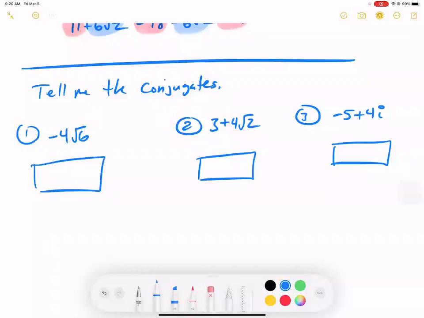All right, so hopefully you wrote that the conjugate of negative 4 square root of 6 would be pretty easy, right? I'm going to go ahead and say that's going to be 4 square root of 6. On the second one, it's going to be 3 minus 4 square root of 2. Remember, the plus and minus goes to the square root, not the number in front. And that's from the quadratic formula. Same thing happens here on the right. It's still going to be negative 5 minus 4i.